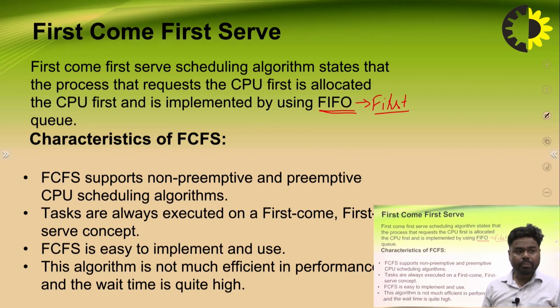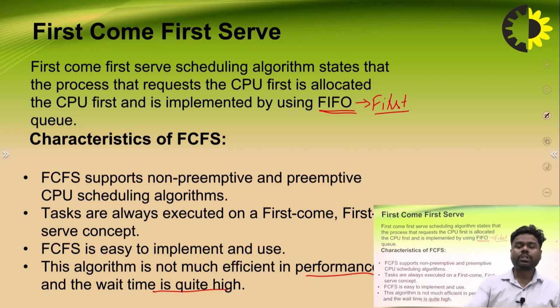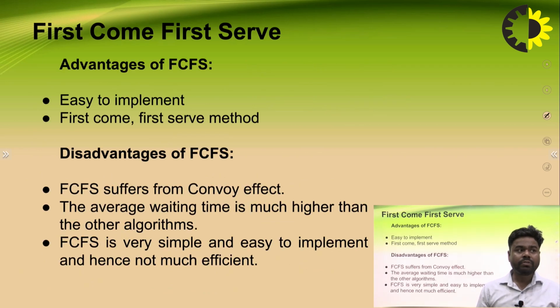FCFS is easy to implement and use, and this algorithm is not very efficient in performance. The waiting time is quite high, because the processes come one by one, so it gives quite a high waiting time. The advantage of FCFS is that it is easy to implement and it is a first come first serve method. The disadvantage is that it suffers from the convoy effect, and the average waiting time is much higher than the other algorithms. FCFS is very simple and easy to implement, but not very efficient.